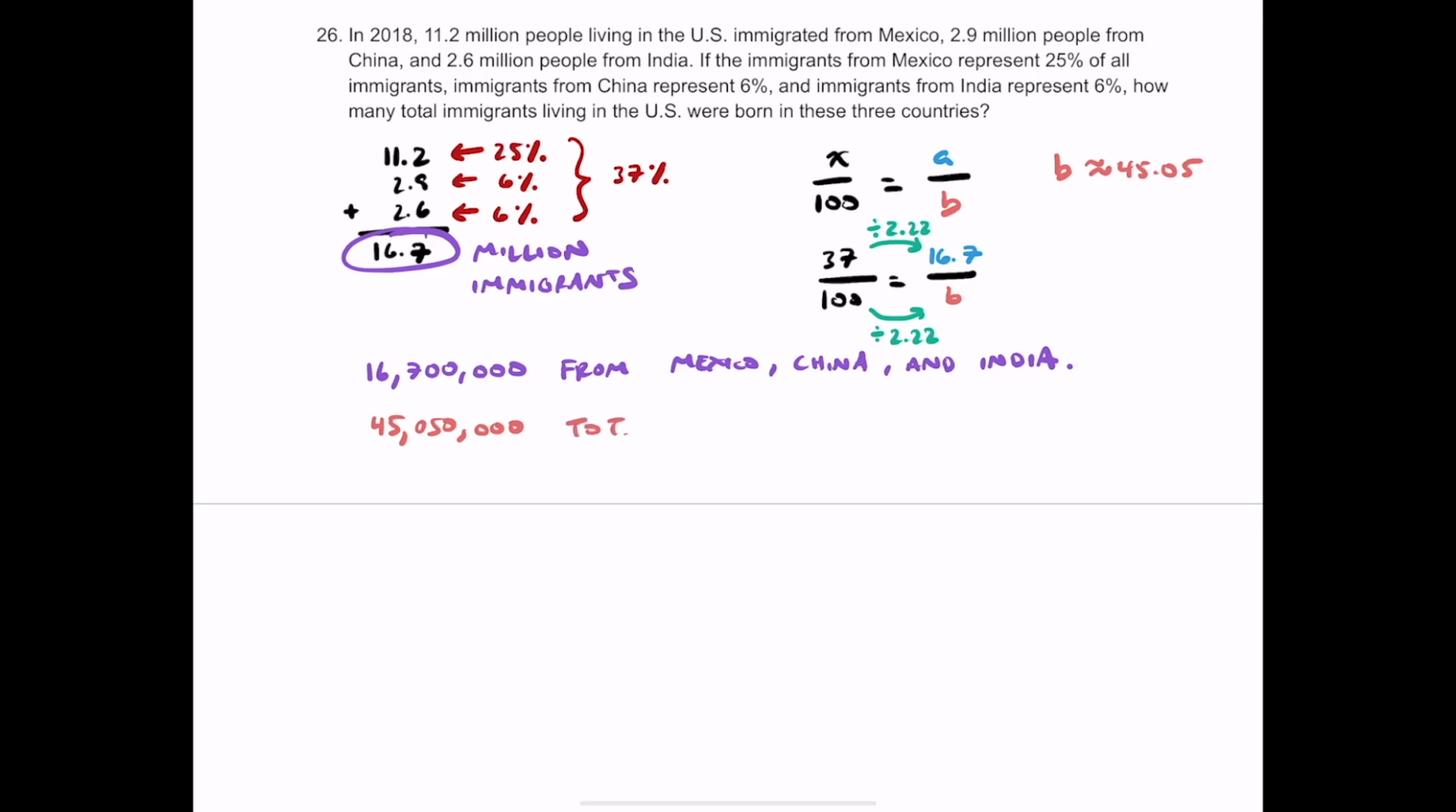Total. So as of 2018, we have over 45 million people in the United States that weren't born in the United States, were born in other places. And we can see here that about 16.7 of them are coming from these three countries. So that's pretty high relative to it. But many other immigrants from many other countries. Maybe you know one. Maybe you know some of your classmates or some of your friends or family. My parents were immigrants to this country, and that's how I got here myself.